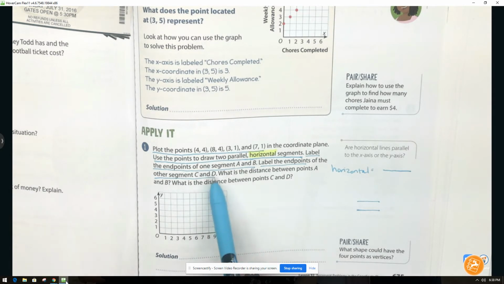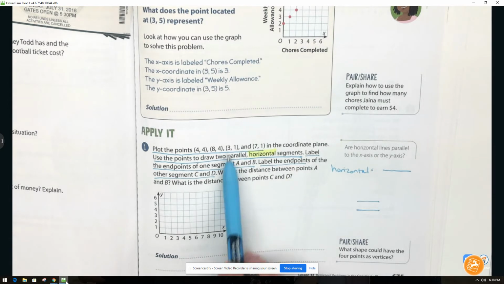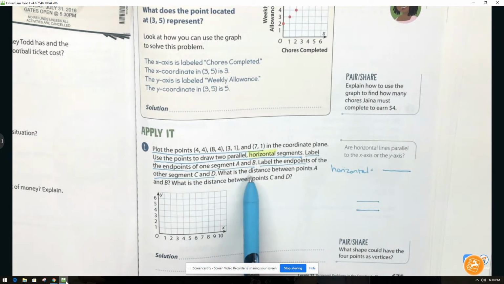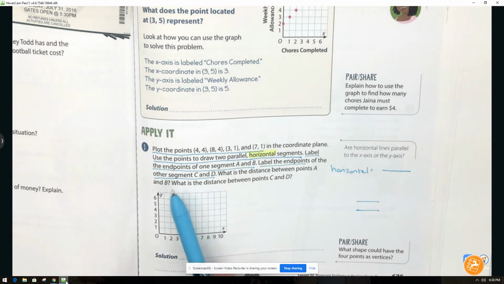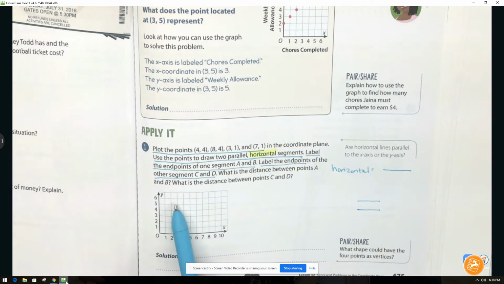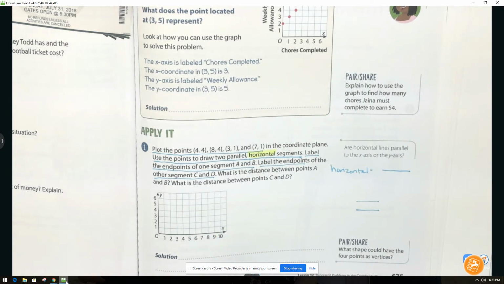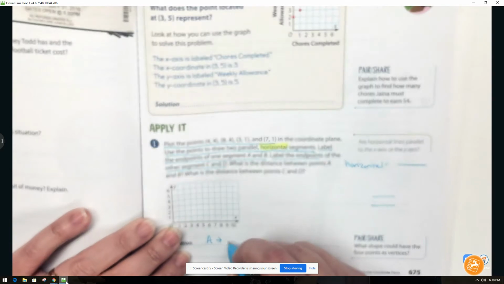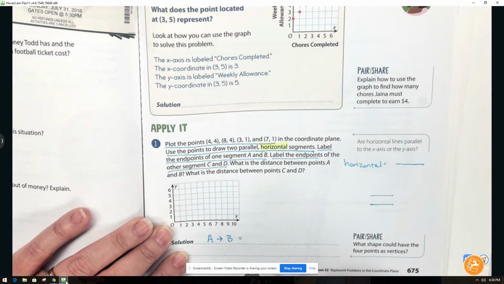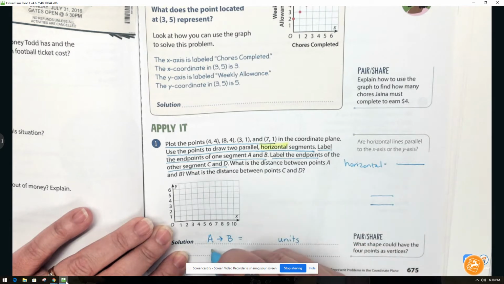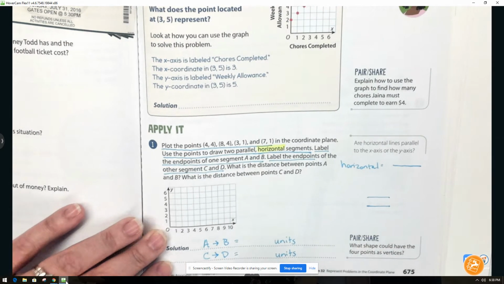Then this is really what you're answering, which is hilarious. You have to do all this work just to answer this question. What is the distance between points A and B? If you label this segment A and B, you're going to tell me across this horizontal line, what is the distance from point A to point B? And then what is the distance from point C to point D? You're going to write that down. So A to B is going to be that many units, and then C to D is going to be that many units. And you're going to find that out.